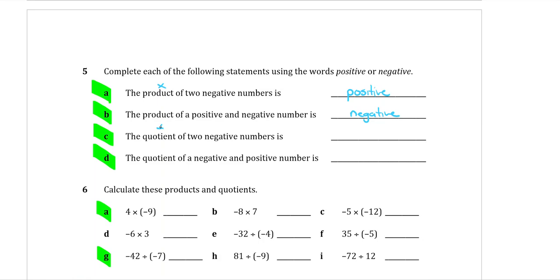Quotient means to divide. Okay, so if I'm dividing two negative numbers, what am I going to get? Positive or negative? Positive, because 2 negatives make a positive. And the quotient, which means divide again, of a negative and a positive number makes a negative. If the signs are the same, it makes a positive. So 2 pluses make a plus, 2 minuses make a minus. If one's a plus and one's a minus, then you get a negative.